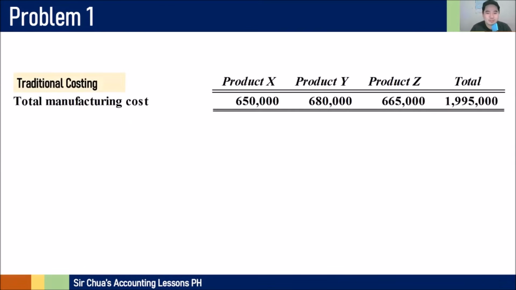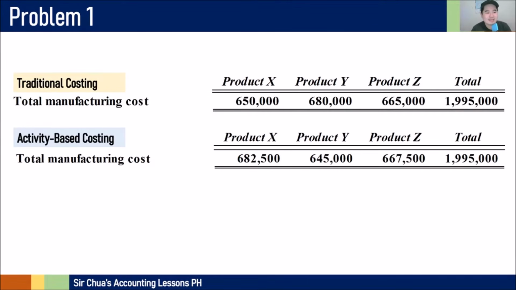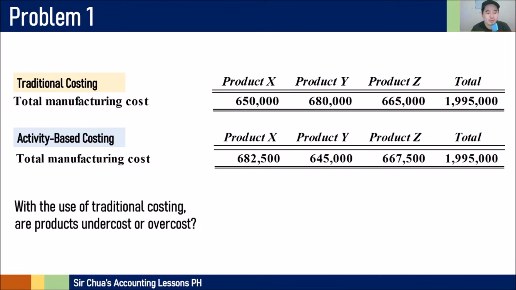Okay. So, ngayon, i-compare natin mga kapatid yung nangyari sa traditional costing at sa activity-based costing. And let's answer the question. With the use of traditional costing, bago tayo mag-activity-based costing, anong nangyari? Under costing, over costing. Tingnan natin. Nung naging mas precise tayo sa measurements natin ng activities, 682,500 pala siya na dating kinokost lang natin ng 650. Siya po ay undercosting dati. Kulang kasi. 682,500 pala siya. 650 mo lang siya nakokost dati.